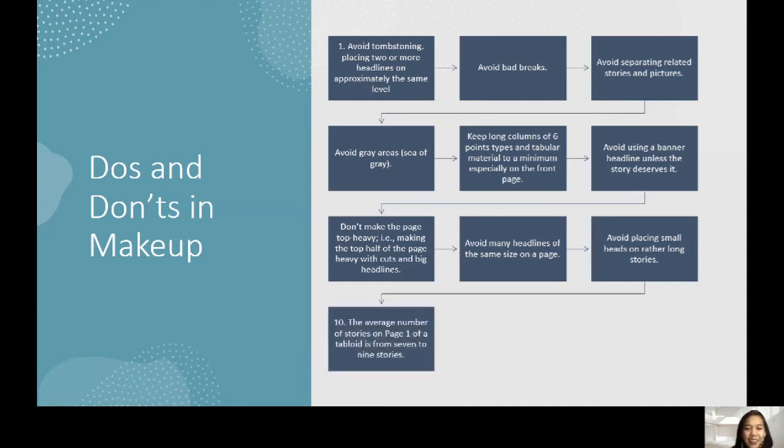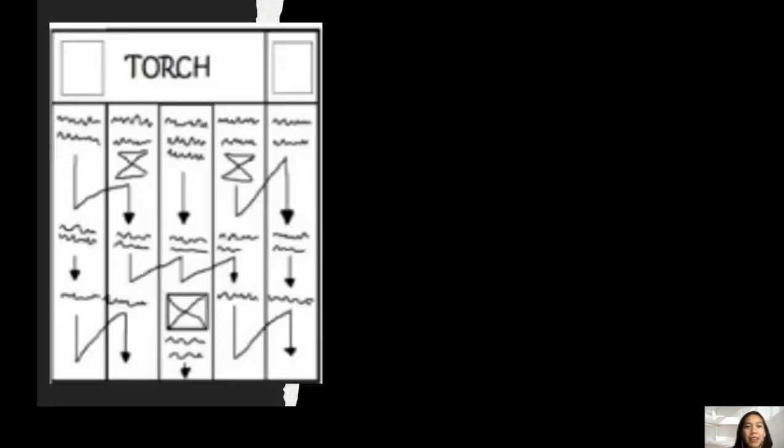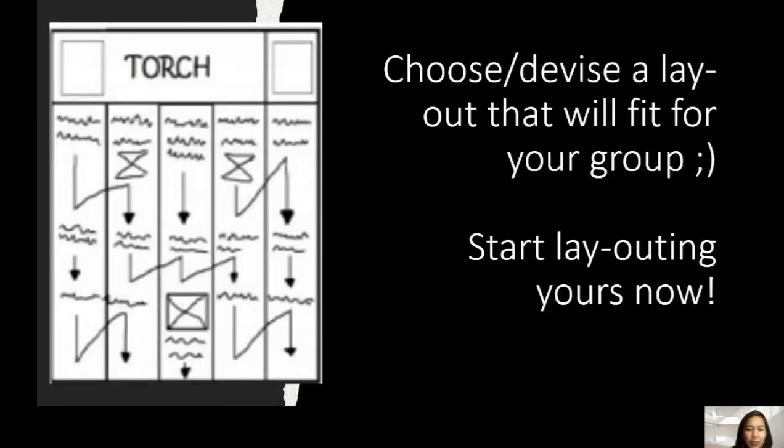Okay? So, the average number of stories on page 1 of a tabloid is from 7 to 9 stories. So, ayan na. Dun sa isang page, sa page 1, 7 to 9 articles yung pwede nyo ilagay doon. Pero hindi naman full article. Pwedeng continue on the second page. Okay? So, these are what it looks like.